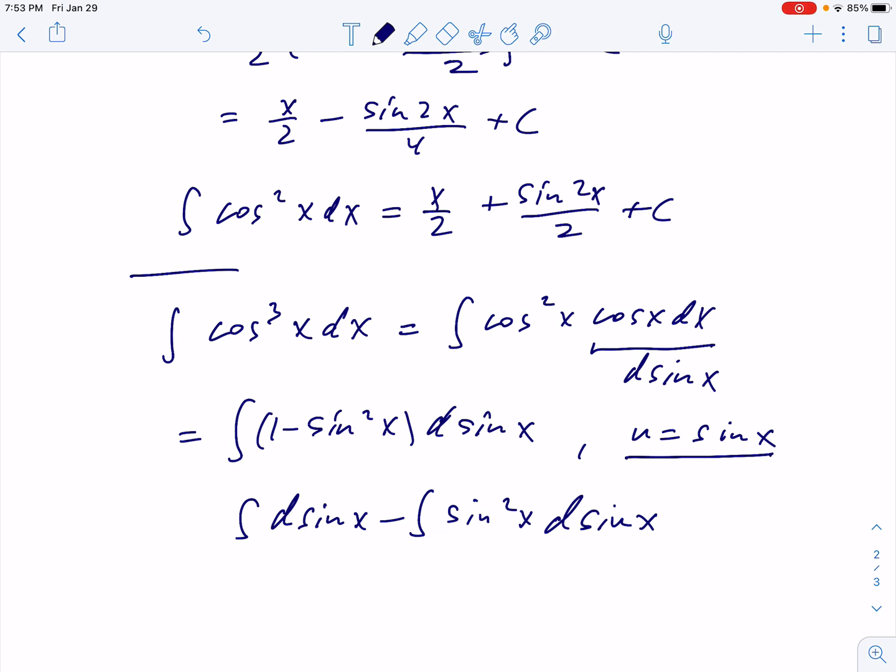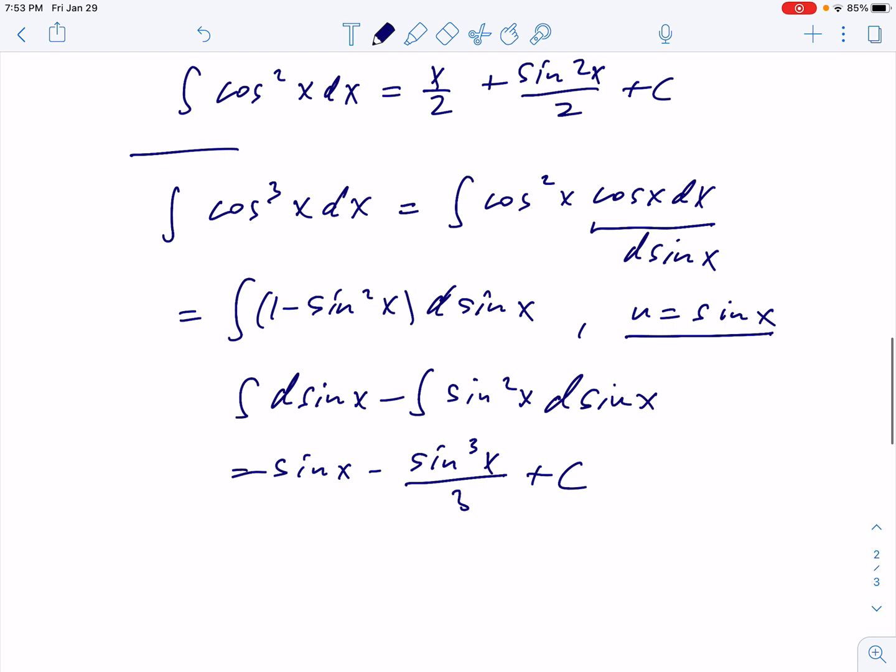The first integral is just sine x. And for the second integral, we use the power rule according to the variable sine x. So this will be negative sine cubed x over 3 plus c. And that's how we deal with the cosine cube. If we do the substitution here, if we use u, then we have to return to x.